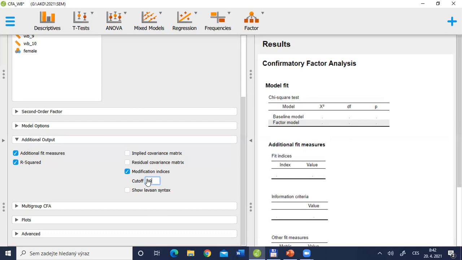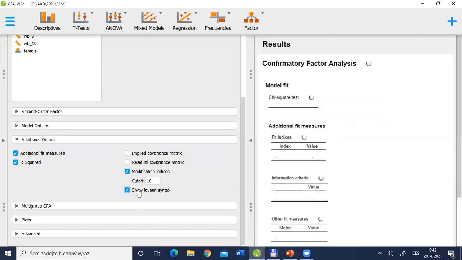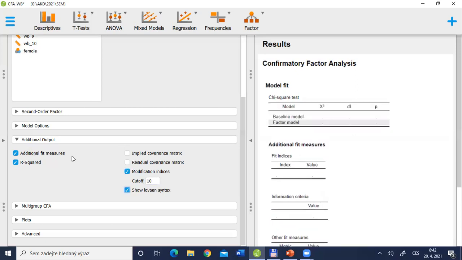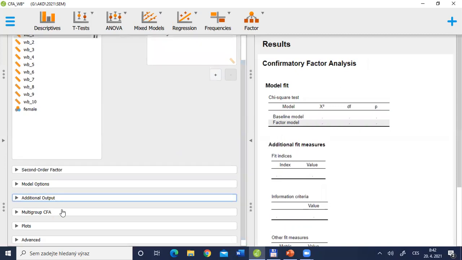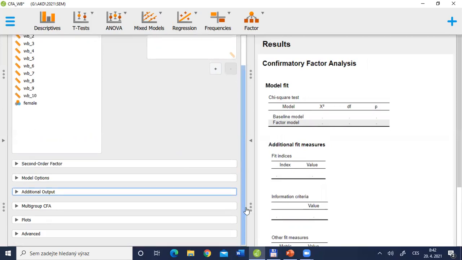And if I would like to see what is behind the scene, so what the commands of the lavaan language are, I can also ask for showing the lavaan syntax here. So this is additional output, one of the most important parts. We would skip multi-group CFA. We wouldn't perform such confirmatory factor analysis, and we can also ask for plots.